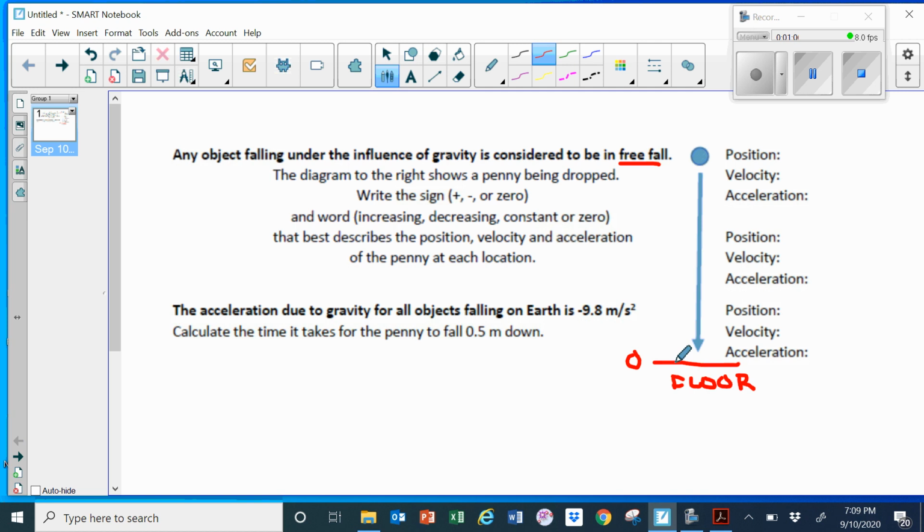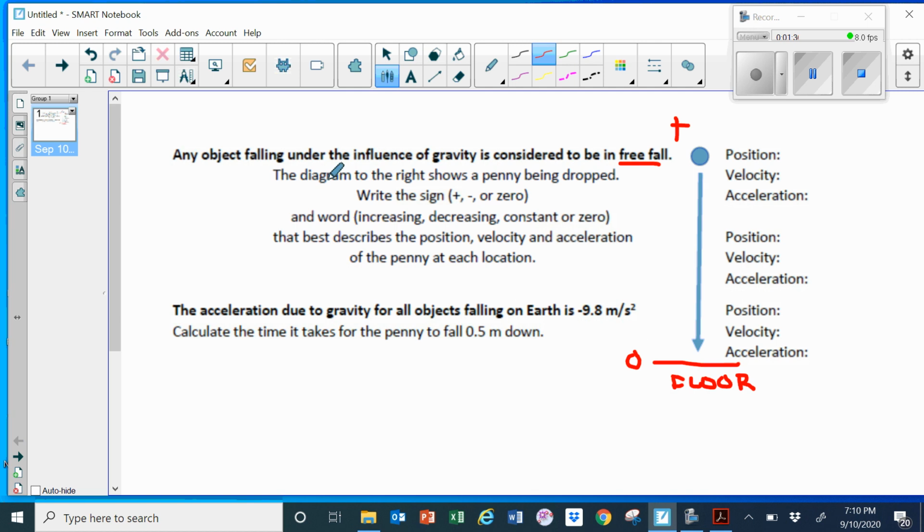So when it falls, it's falling from a positive location. Okay, so if you were to make a position time graph, you would have this penny be at a positive position, and it would fall toward the origin. Okay, so that's the penny being dropped. It's falling from a positive position, a height, to the floor, which would be 0.